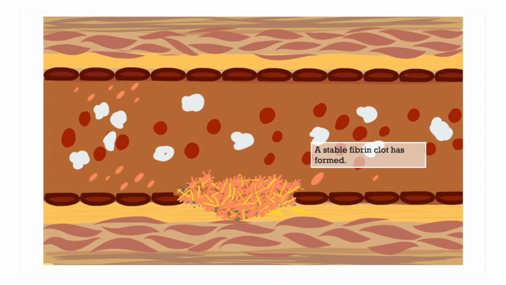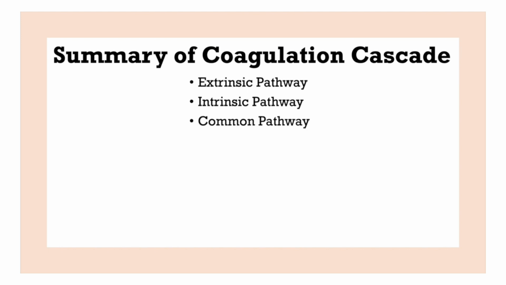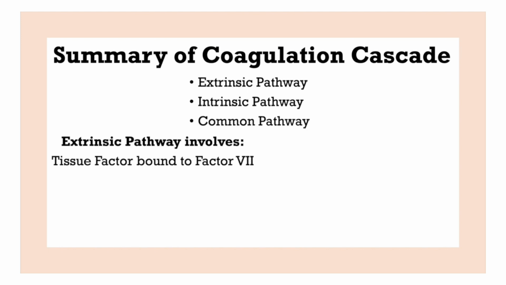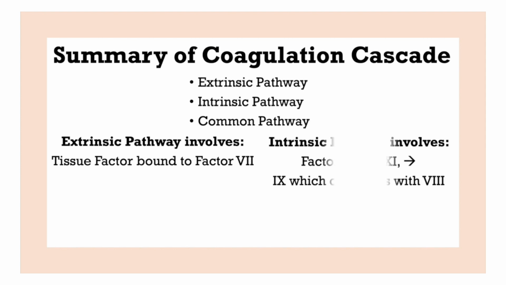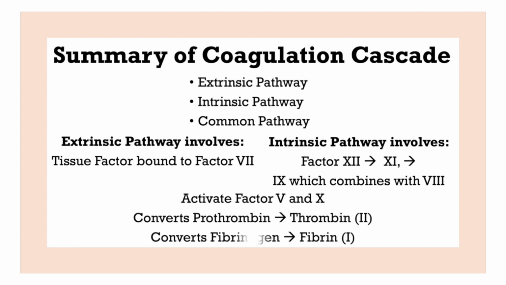So let's have a look at a quick summary. There is the extrinsic pathway, intrinsic pathway, and common pathway. Extrinsic pathway with tissue factor and factor 7. Intrinsic pathway involves factor 12 activating 11, activating 9, which combines with 8. These two pathways then end in the common pathway, which activates factor 10 and 5. This converts prothrombin into thrombin, which then converts fibrinogen into fibrin.